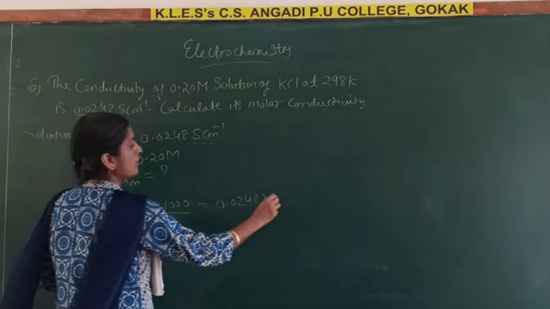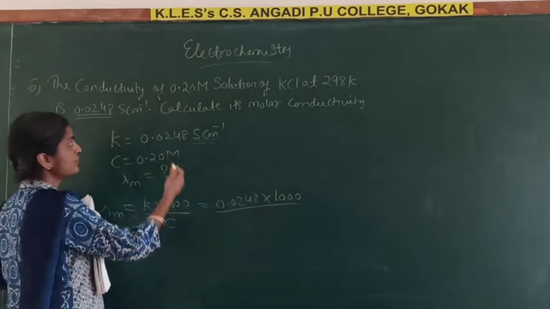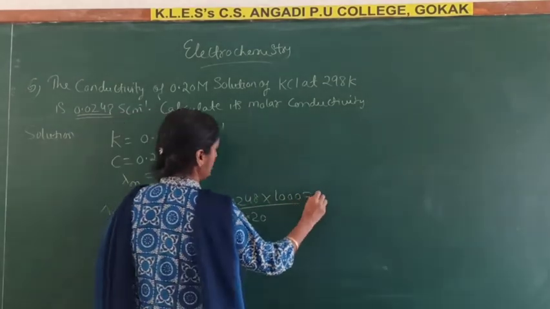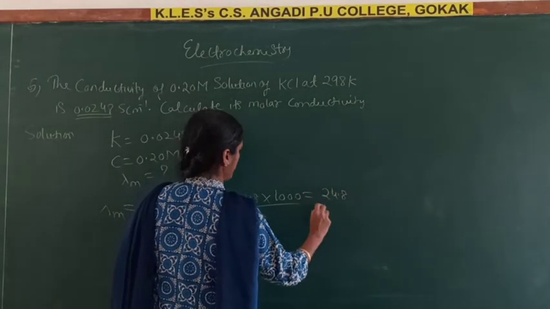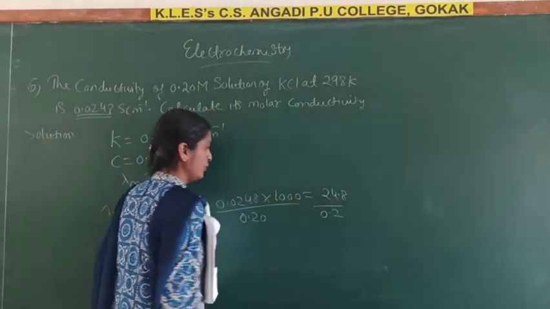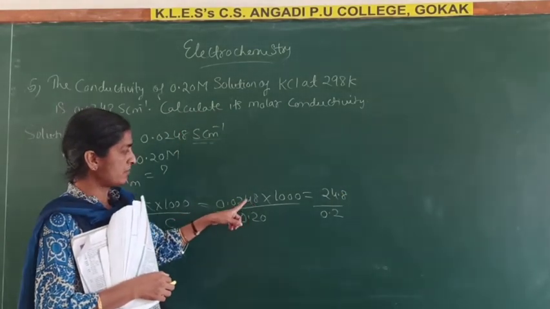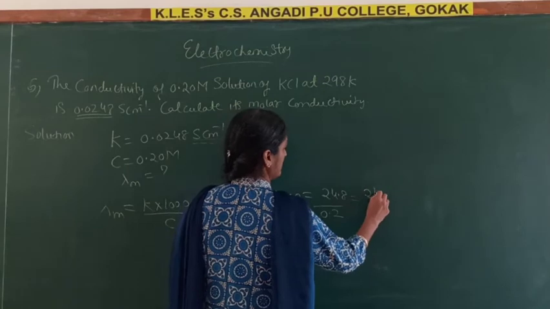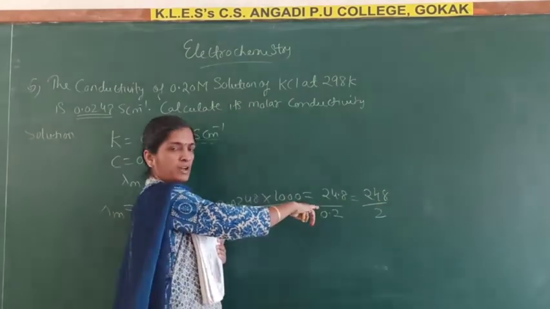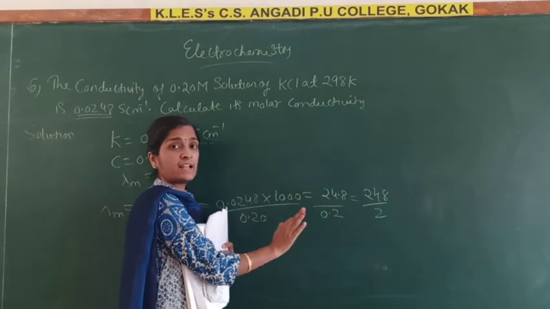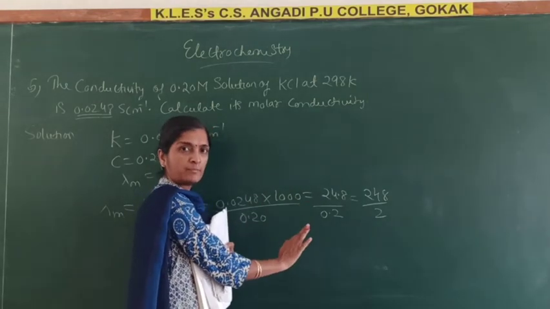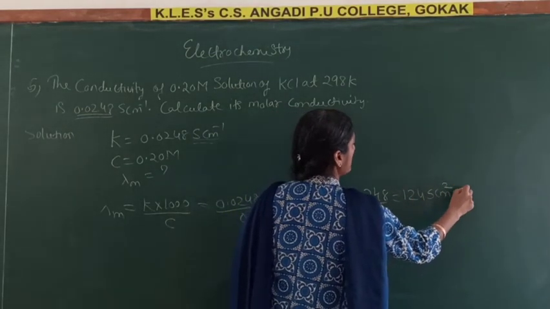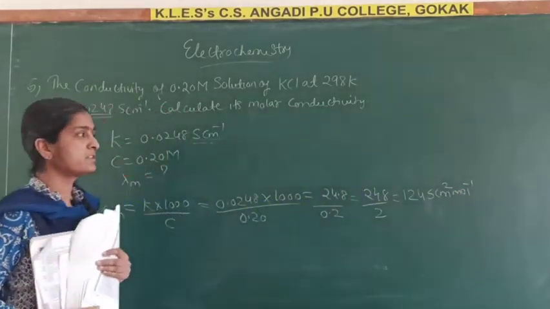Now what is the conductivity given to you? 0.0248 into 1000. What is the concentration? 0.20. Okay, so if you multiply this, what will you get? 24.8 divided by 0.2. So that is 248 divided by 2. Multiply numerator and denominator by 10 for easy calculation. So this comes out to be 124 Siemens centimeter square per mole.